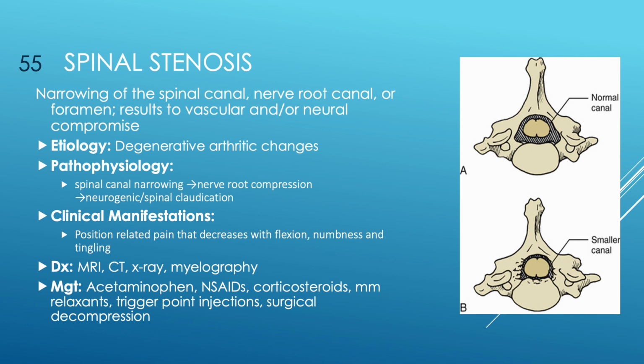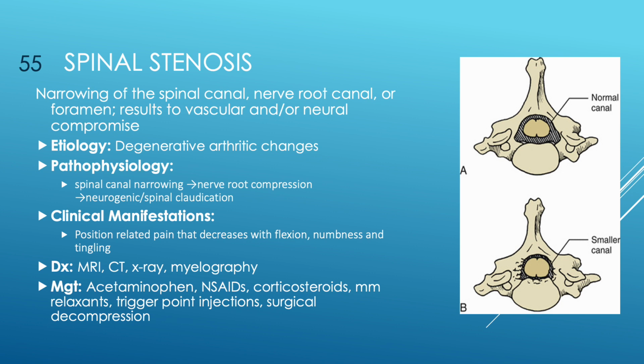Clinical manifestations include position-related pain, pain that worsens with certain positions or activities, particularly extension of the spine, and usually improves with flexion; numbness and tingling sensations, such as pins and needles due to nerve compression. Diagnosis is done through MRI or CT scan, X-ray, and myelography, which is a radiographic study involving contrast dye injected into the spinal canal to visualize spinal structures.